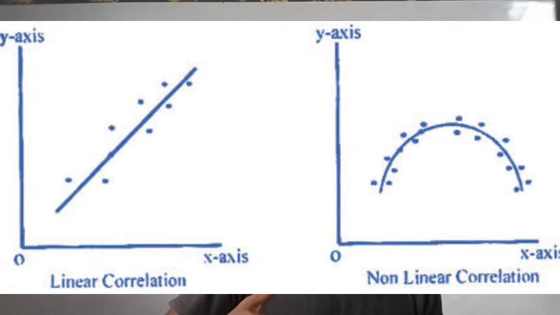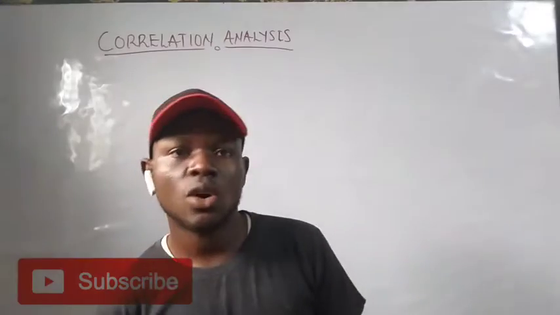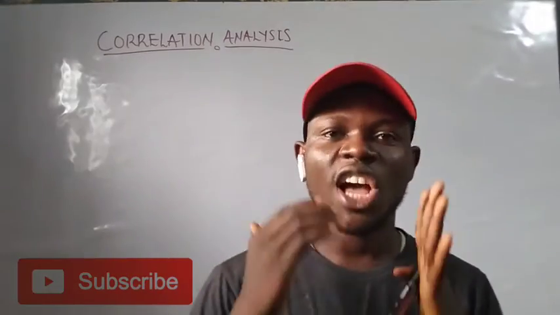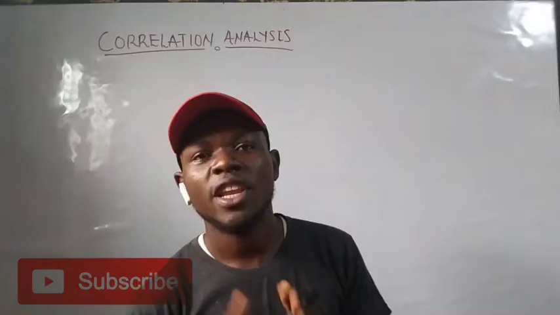So we cannot, with precision, predetermine the value of one variable from the value of the other variable. So that is what we refer to as the curvilinear correlation.